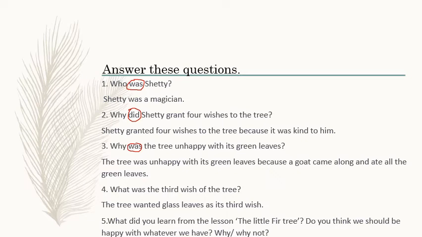And do you think we should be happy with whatever we have? Yes, we should be, because it happens many times that the things that we are having may not be there with others. Or you can add some of your lines as well. Okay, I hope it's clear to you all.